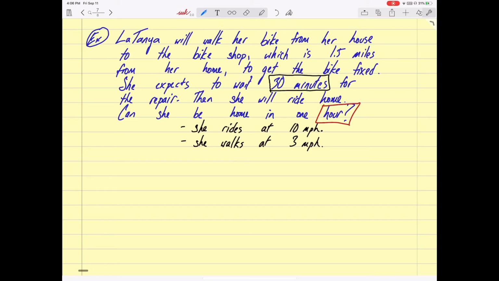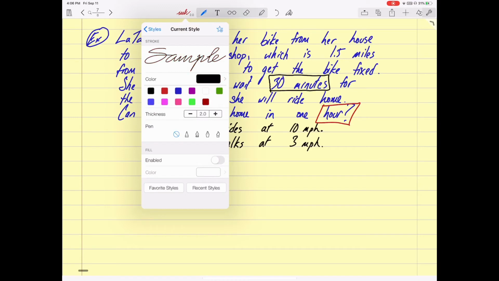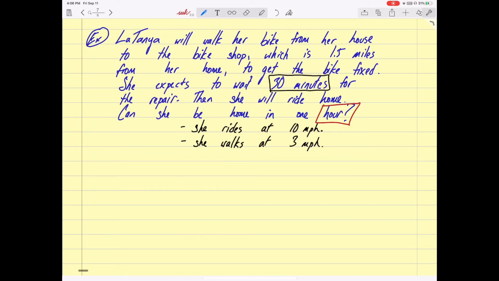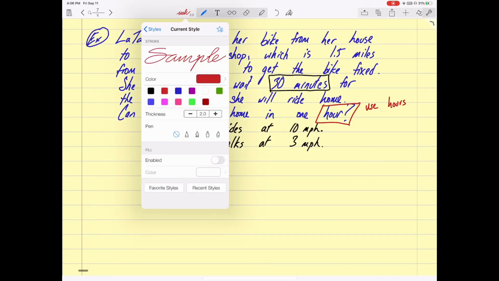And so I highlighted the hour and the minutes because we have to decide on units, meaning units of time. So I'm going to use hours, which means when I deal with that 30 minutes, I'm going to have to convert it to hours.